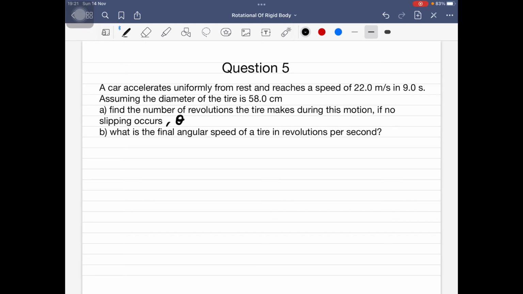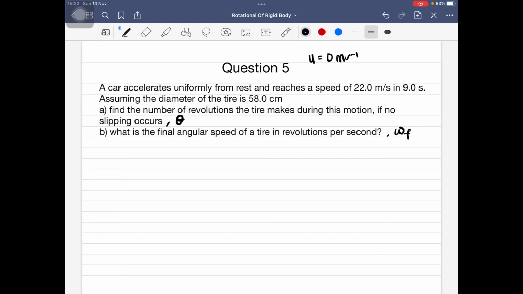Which means it will be omega final. So that is question A and question B. So we try to find what is the info. Now this question provides us the info in linear motion. Okay, a car accelerates uniformly from rest. So I can say that your u is equal to 0 meter per second, starting from rest.